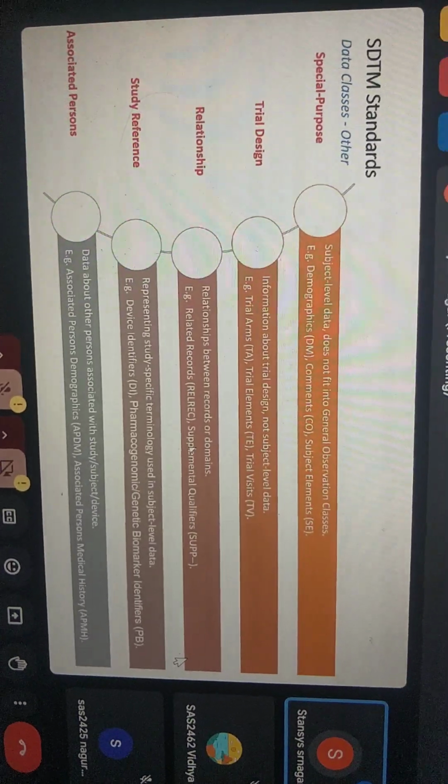Trial design datasets. The relationship records is another category. Here we can mention the relationship between two or more records or domains. So related records, we can call it a RELREC. For example, when we are going to create a RELREC, I'll give one quick example.